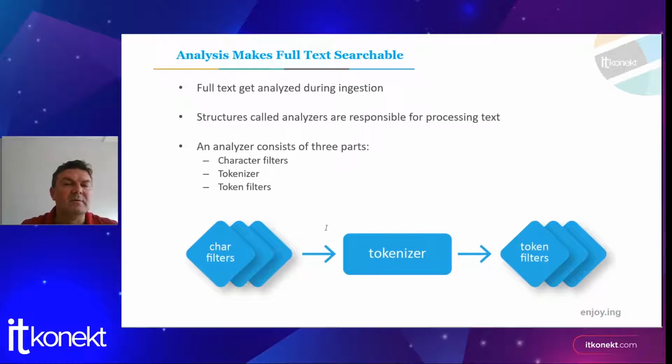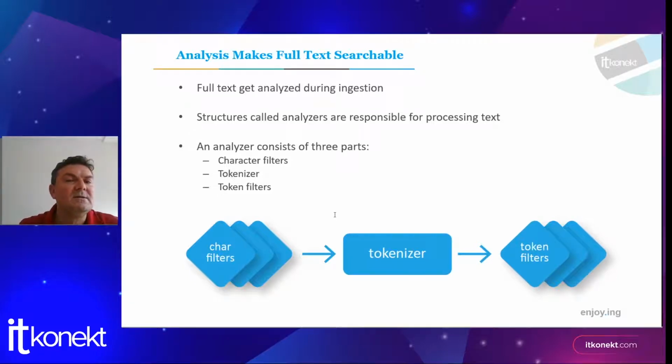When you index a document, it is passed through three steps: character filters, tokenizer, and token filters. Structures called analyzers are responsible for processing text in Elasticsearch. Analyzers can be viewed as a pipeline that takes text as an input, breaks it into terms, and returns the terms as output. The character filter receives the original text as a stream of characters and can transform the stream by adding, removing, or changing characters.